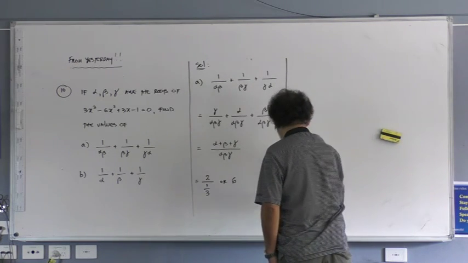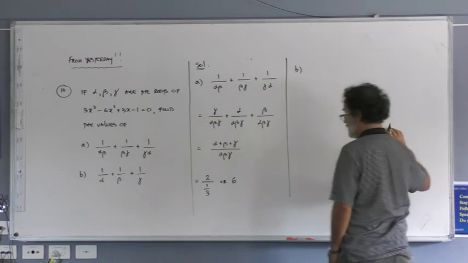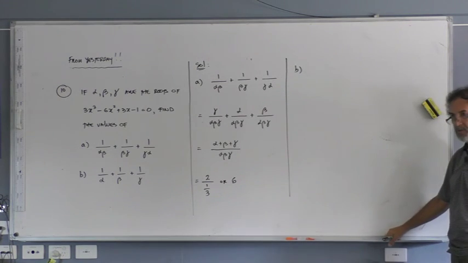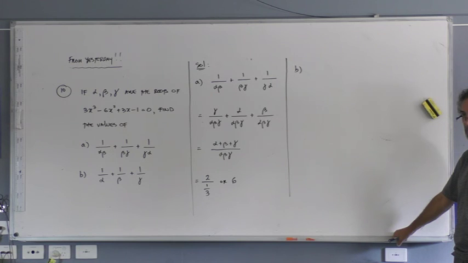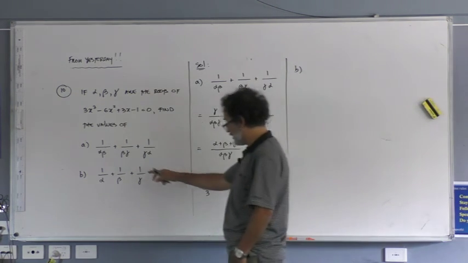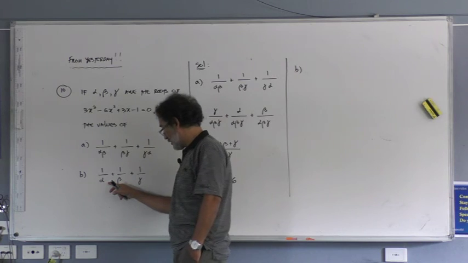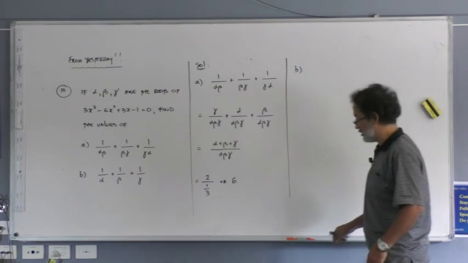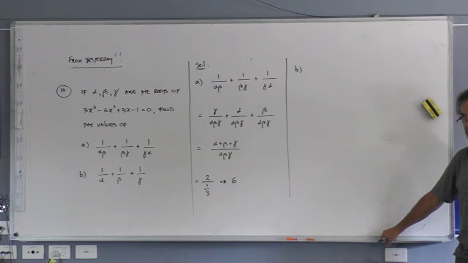For B, we have a similar situation. I really want to have the same denominator, and the lowest common denominator is going to be the same: alpha, beta, gamma. If you are going to have the same denominator, you have to amplify the first fraction by beta gamma, and so on. I think that you know what to do now.